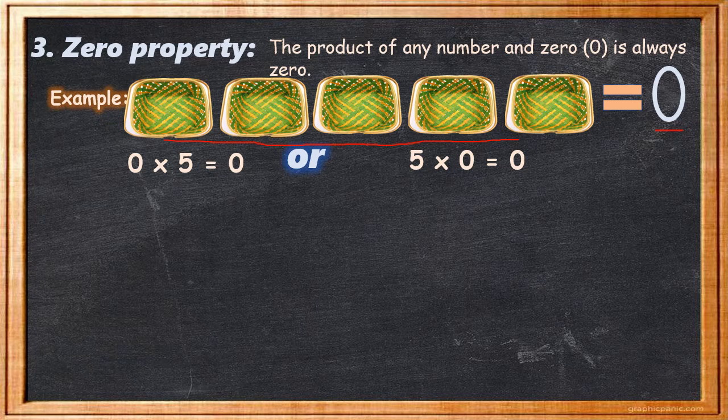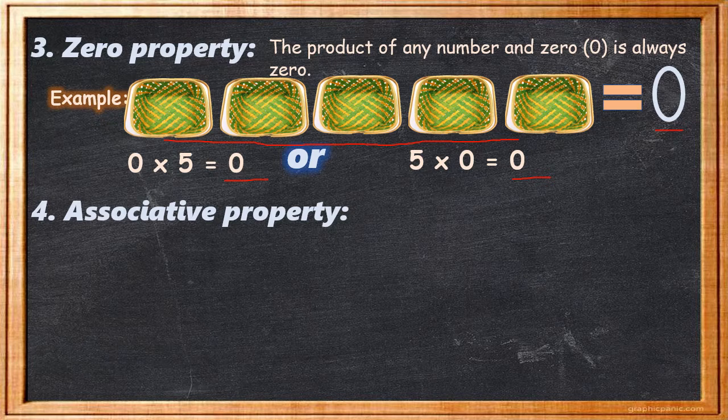So whenever we multiply any number with 0 or 0 with any number, the product will always be 0. Is it clear? No matter if you multiply 4652, 4652 multiplied by 0 is 0. Clear? Now let's see what our fourth property is.